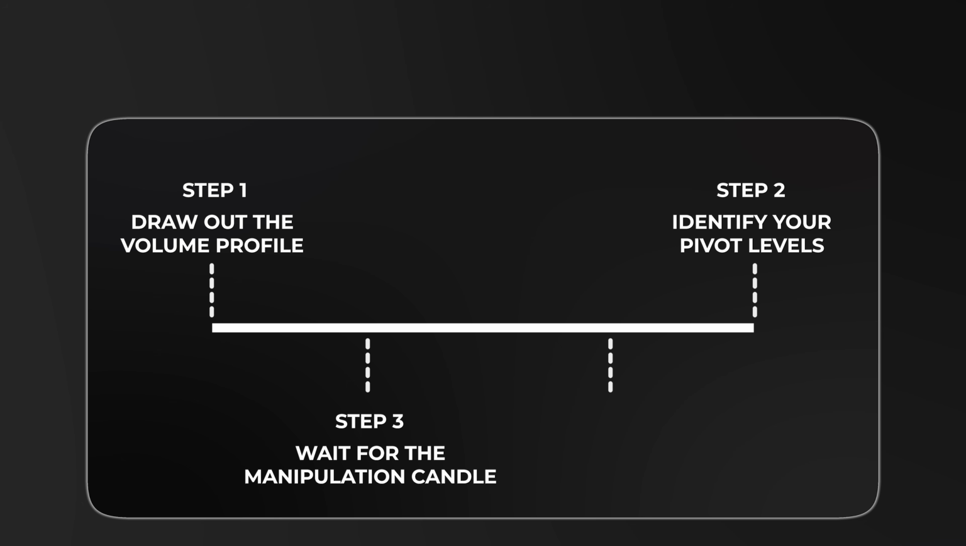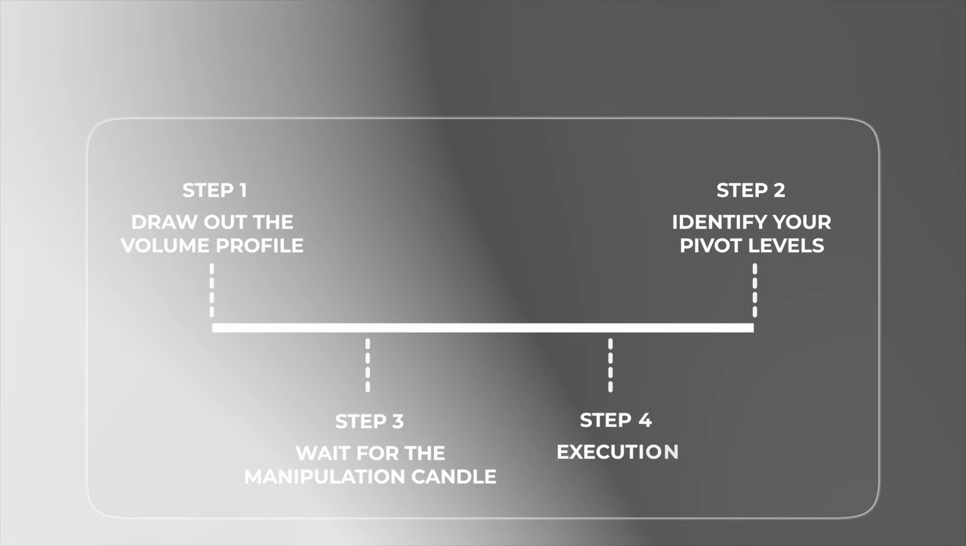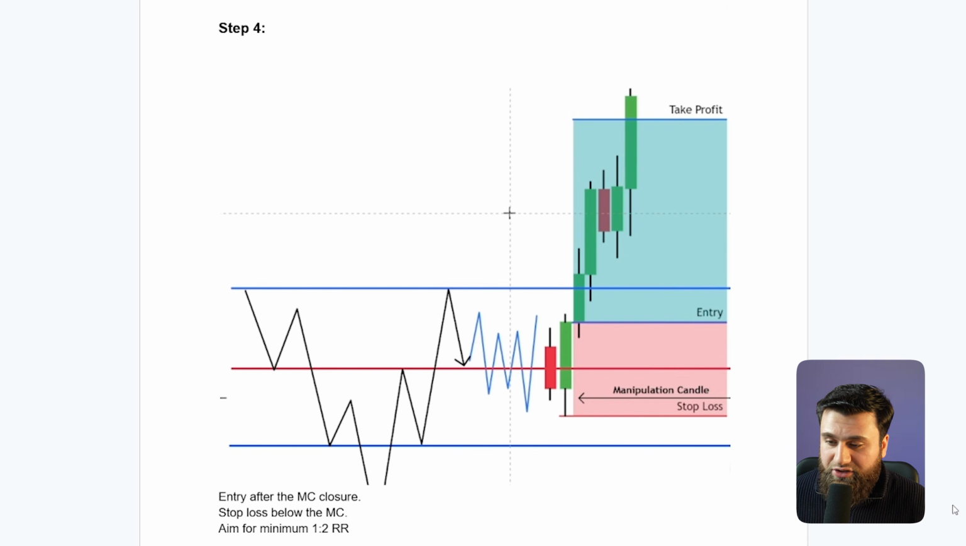So step four is the actual execution, guys. We will enter after the manipulation candle closure. The stop loss will be below the manipulation candle, and we will aim always for a minimum of 1 to 2, guys. This is very, very important. You have to really stick to that. If you don't stick to that, that will diminish the edge of the strategy.